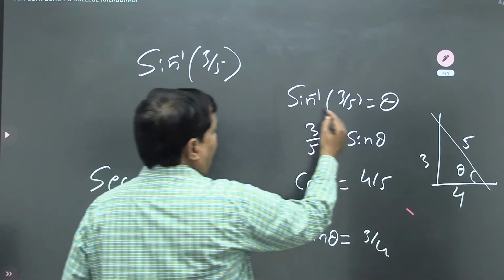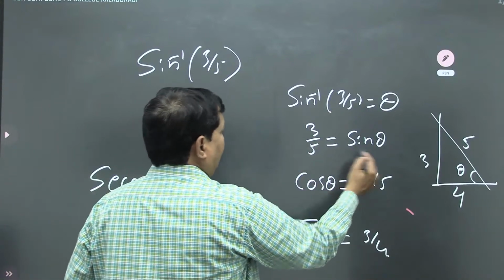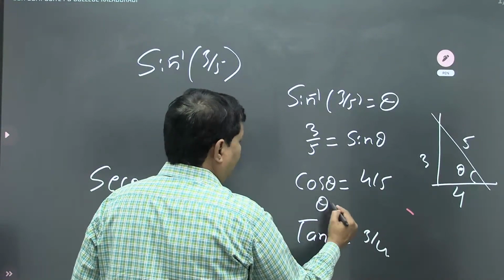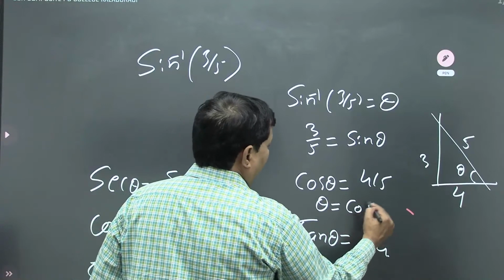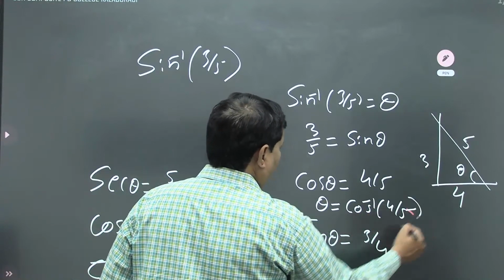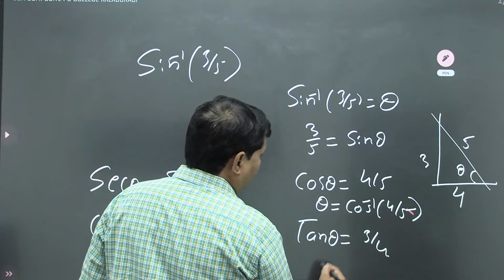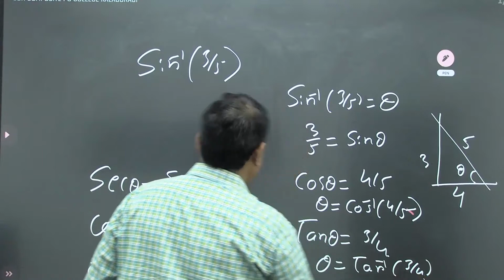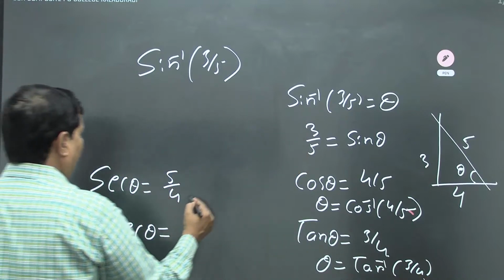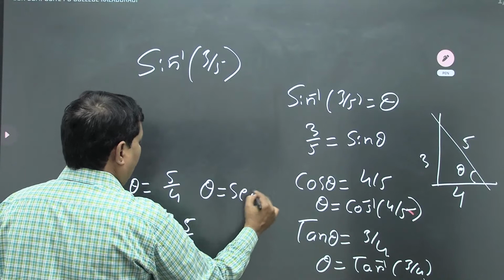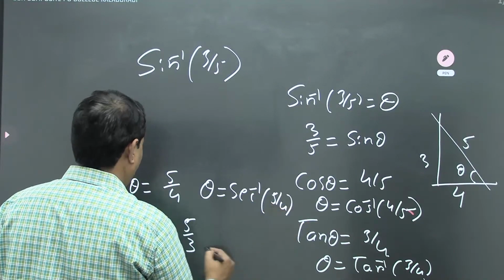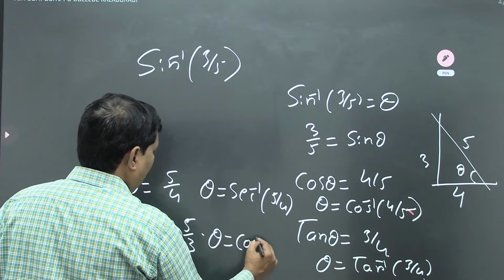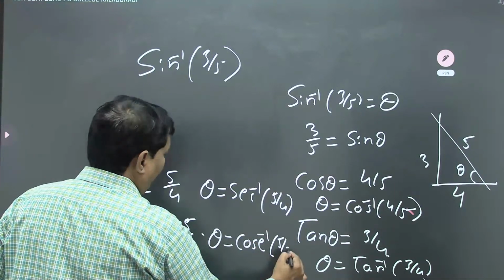Sine inverse of 3 by 5 equals theta, you took. Therefore, sin theta equals 3 by 5. Cos theta equals 4 by 5 means theta equals cos inverse of 4 by 5. Tan theta equals 3 by 4 means theta equals tan inverse of 3 by 4. Sec theta equals 5 by 4 means theta equals sec inverse of 5 by 4. Theta equals cosec inverse of 5 by 3.